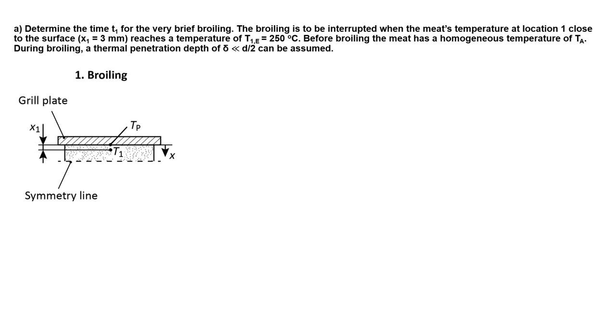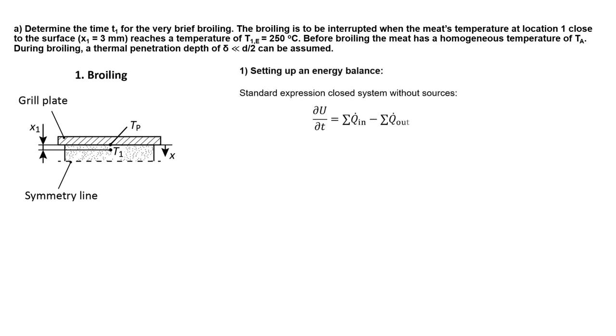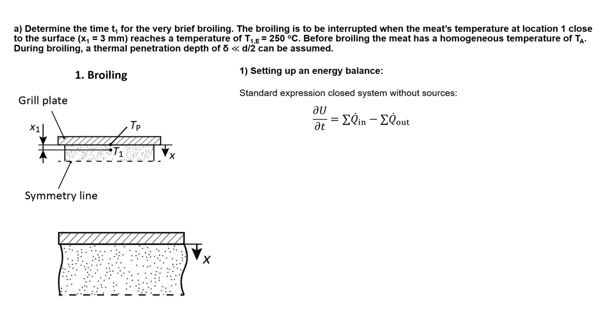To find this, we have to solve the heat conduction equation, which we have to determine by setting up an energy balance for an infinitesimal element within the steak. We know the general expression, so let's first make a sketch of what the balance will look like. Heat will be conducted from the hot plate to the inside of the steak, but as the temperature in the positive x direction will be lower, heat will leave the infinitesimal element as well.